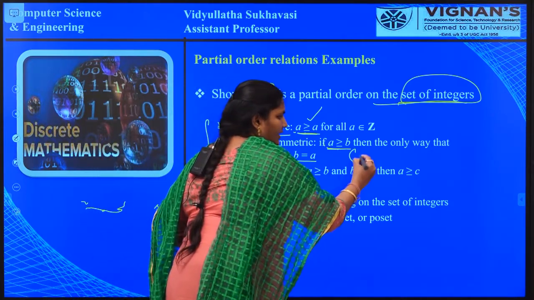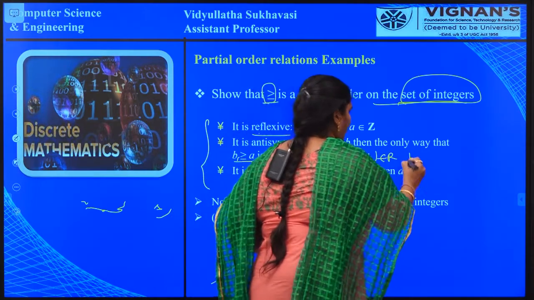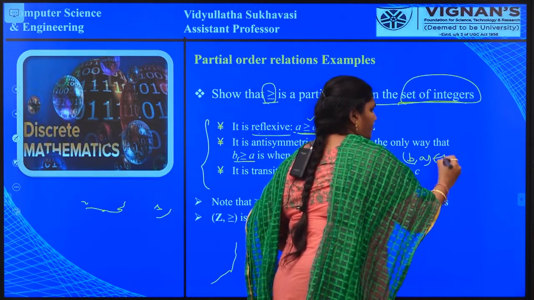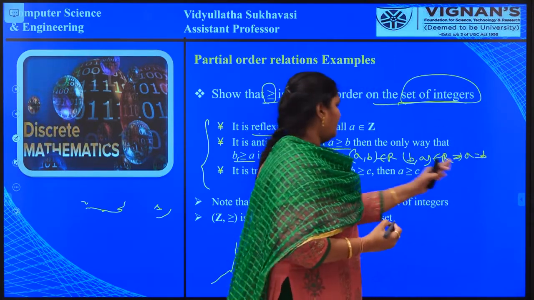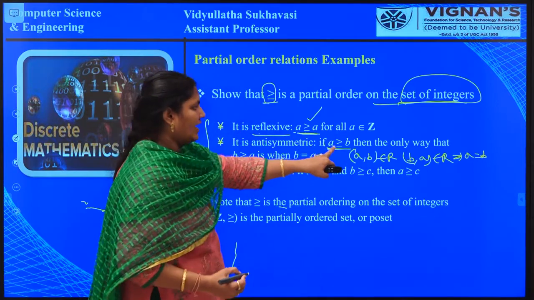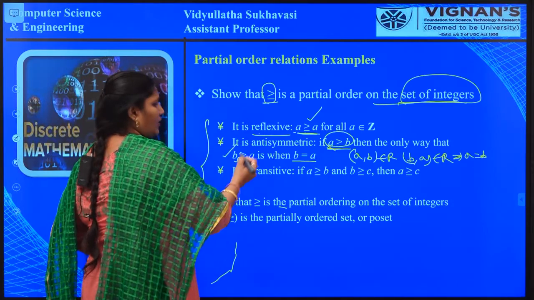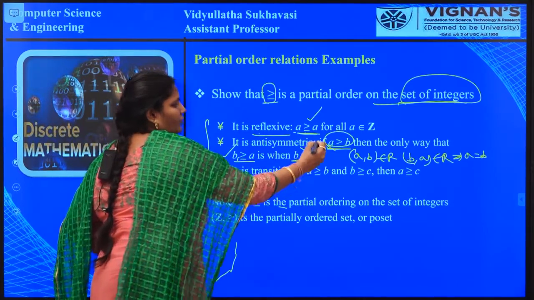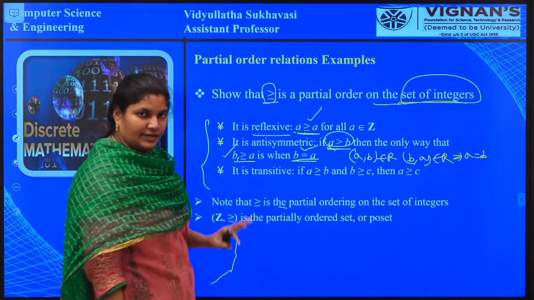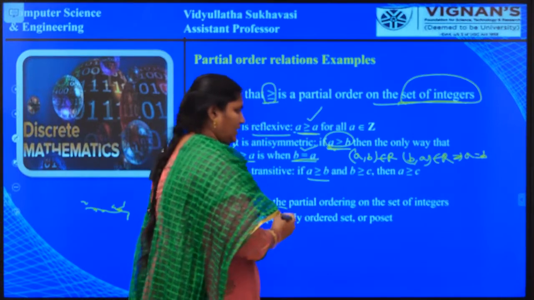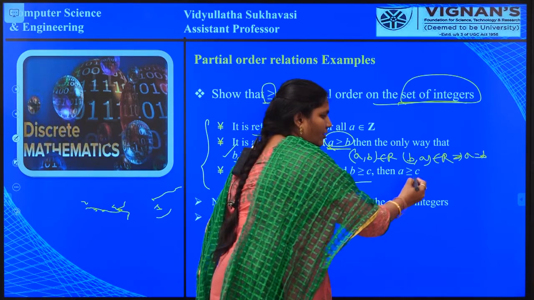What we have learned there: (A, B) belongs to R and (B, A) belongs to R, then A equals B should be satisfied. So here we are applying the same property. If A is greater than or equal to B, meaning this condition is true, then B greater than or equal to A should be true, and then B equals A should also be satisfied. Next, transitive. If A is greater than or equal to B and B is greater than or equal to C, then A will be greater than or equal to C.